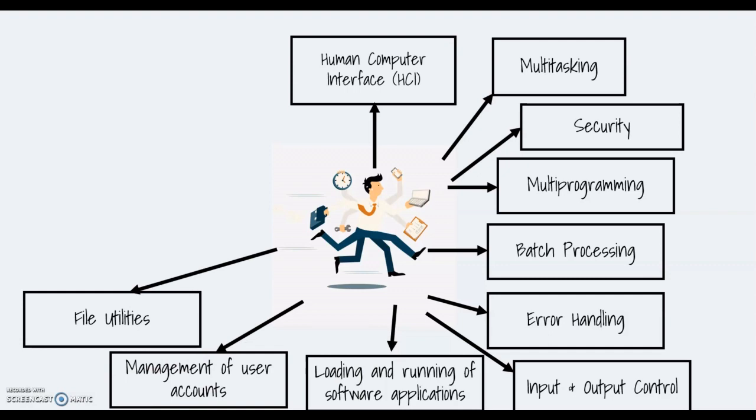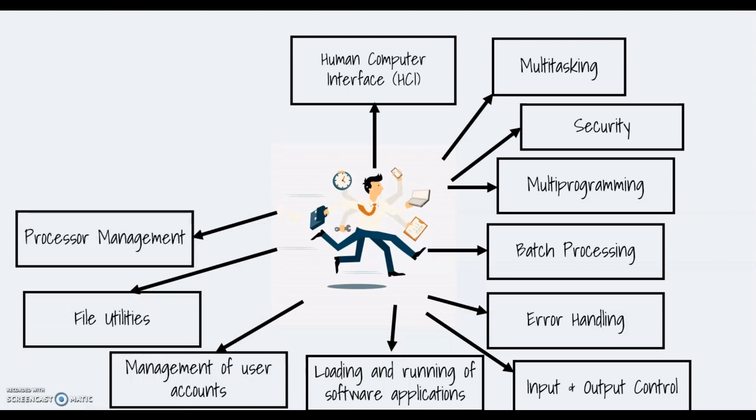File utilities. So those small little things you do, such as renaming a file, saving a file, organising folders. Your operating system helps you do that. That tiny thing that you take for granted, well, your operating system's doing it for you.